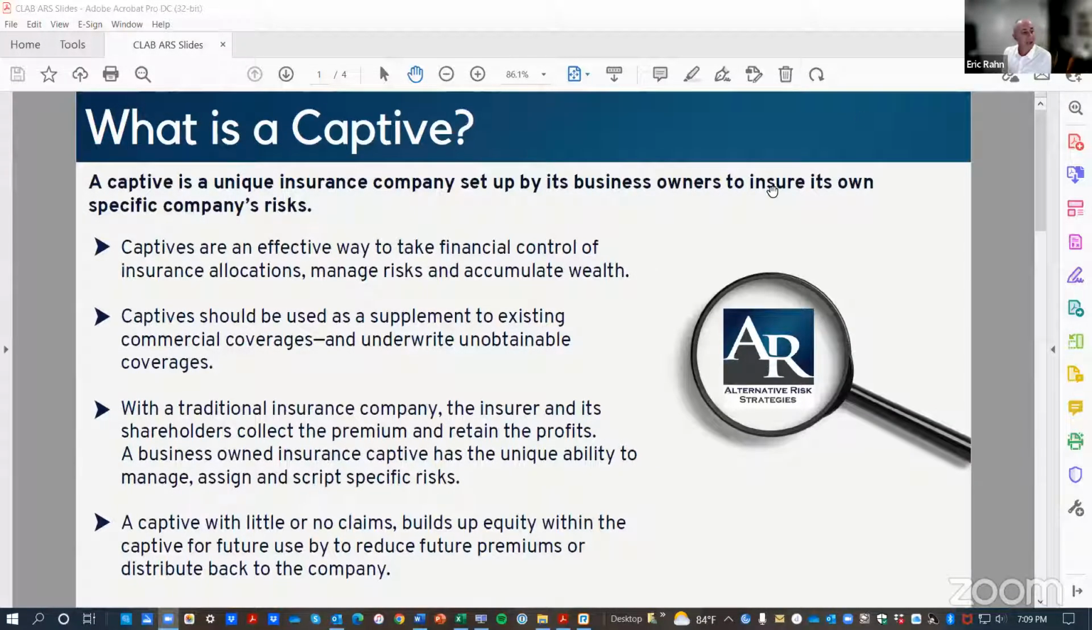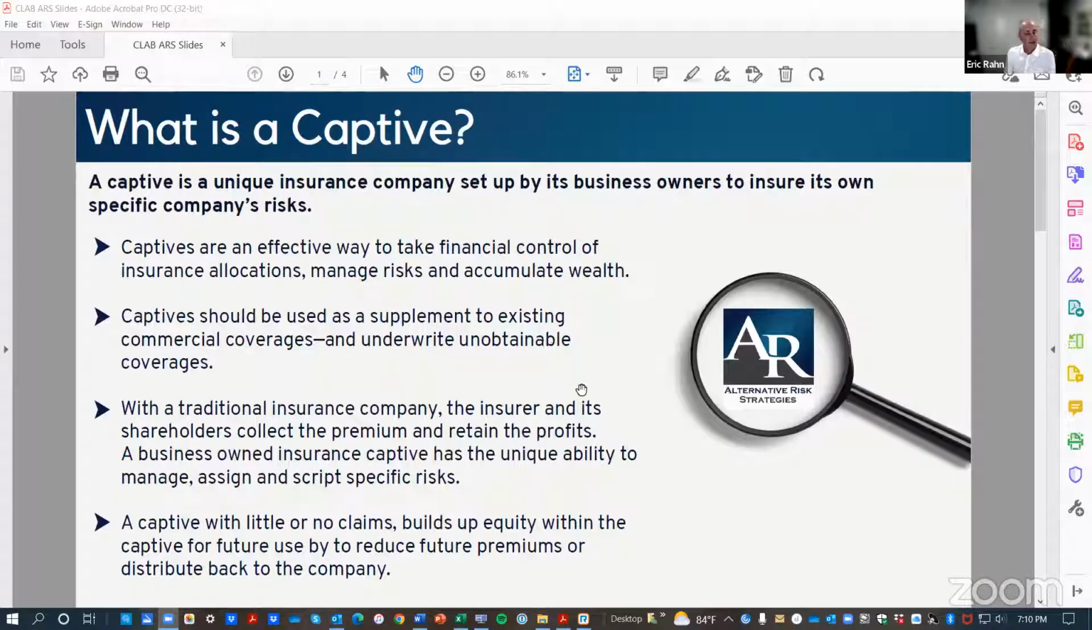I believe so. A brief overview of what is a captive. A captive is a unique insurance company set up by its business owners to insure its own specific company's risk. Captives are an effective way to take financial control, insurance allocations, manage risk, and accumulate wealth. Captives should be used as a supplement to existing commercial coverage and underwrite unobtainable coverages. And we'll get into that in a moment. But again, a captive goes hand in hand with some of your commercial coverages.